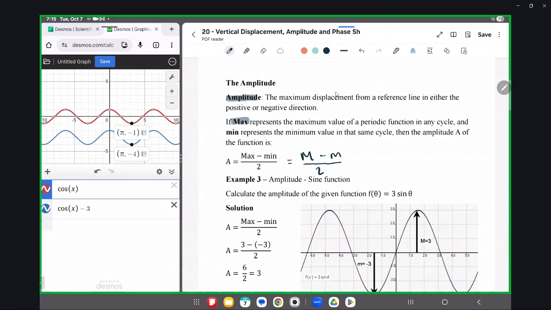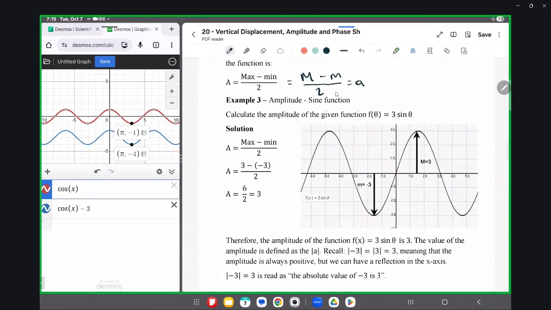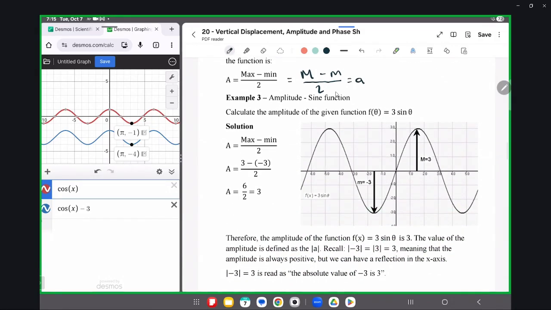So if max represents the max value of a periodic function on a cycle, and min represents the minimum value, then the amplitude A is equal to max minus min divided by 2. And we saw this from earlier. Okay, so if we were interested in the amplitude of the sine function, suppose we were given the equation f of theta is equal to 3 sine theta, what does this look like? Well, in terms of a graph, the textbook uses this kind of scale. So instead of writing exact values, they write these in decimal notation.